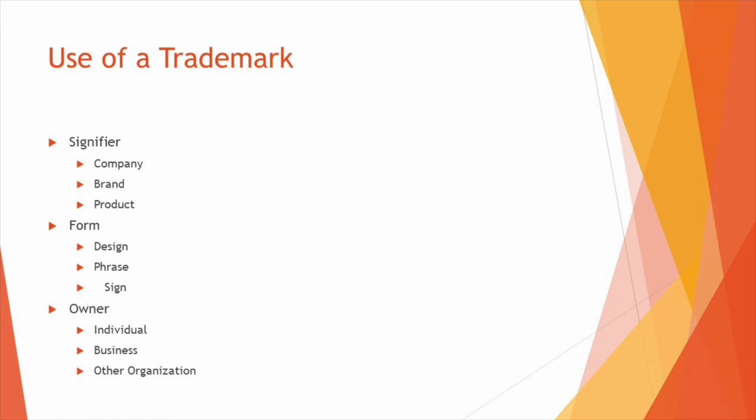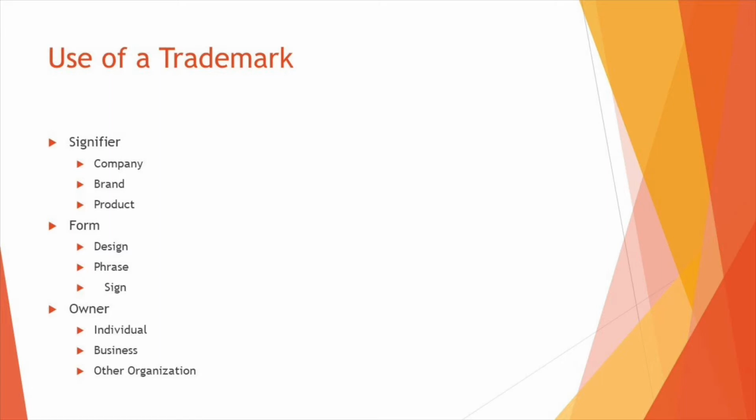Now, this brings us to the form that a trademark can take. A trademark can generally be in 3 forms. The first is a design, which is an arrangement of shapes or other visual elements to form an identifiable design. The second is a phrase, which is a combination of one or more words in a specific order. And the third is a sign, which is a combination of a phrase and a design.